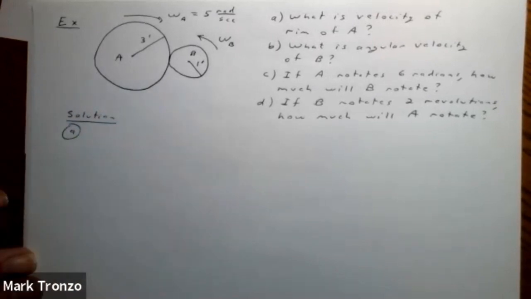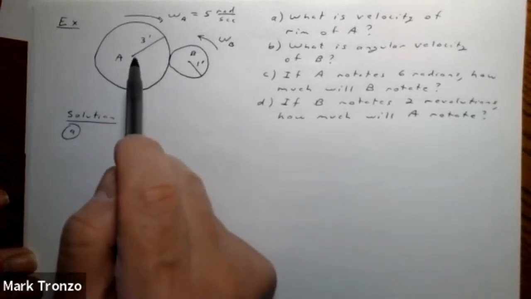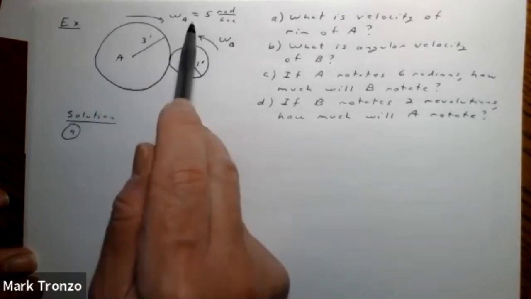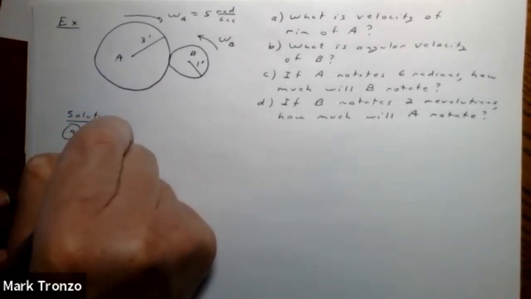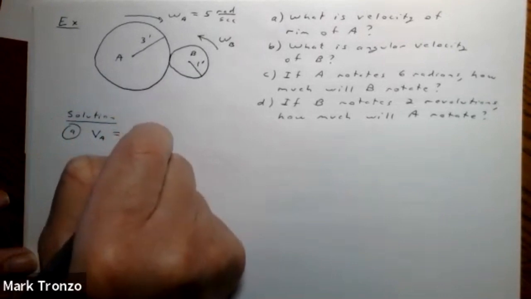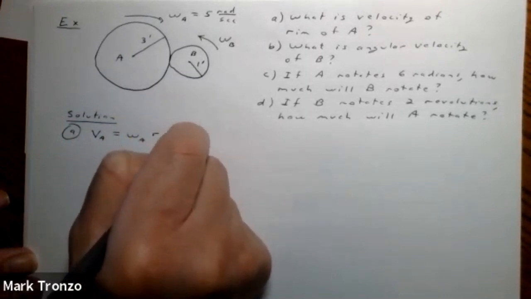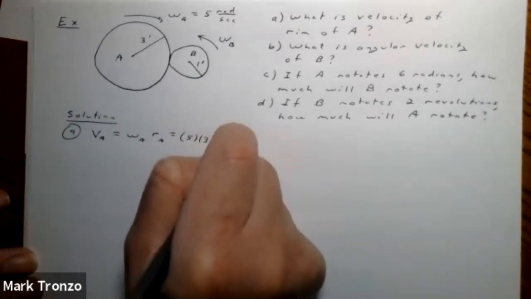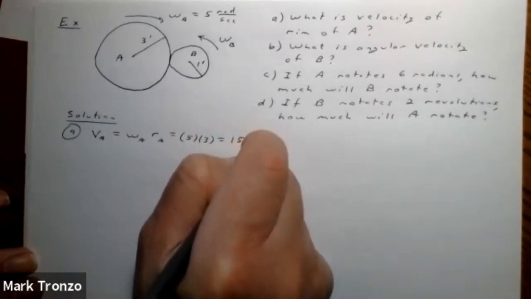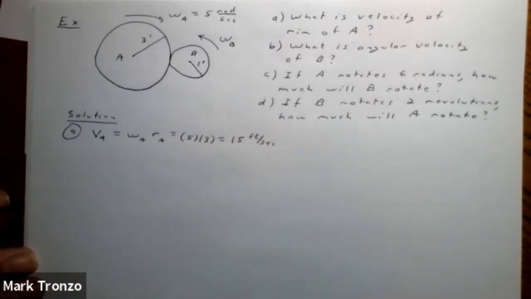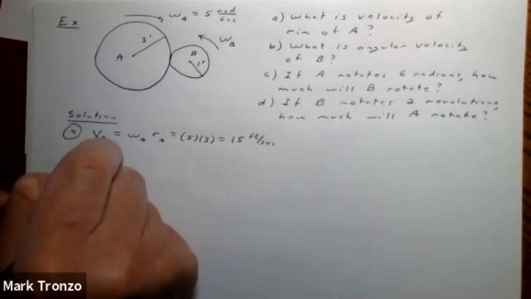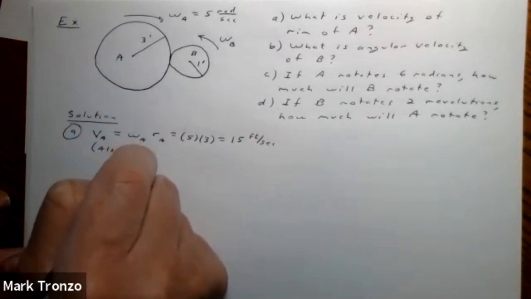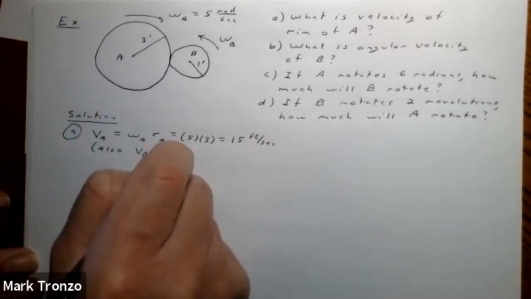Solution A. And so we said that the velocities are going to be the same for both disks. And also for A, we know its radius and we know the angular velocity, so that's going to be pretty simple. So VA is going to be the angular velocity of A times the radius of A, which is 5 times 3, which is 15 feet per second. And also, as we said in the previous page, the velocity of B is going to be the same. It's going to be 15 feet per second.